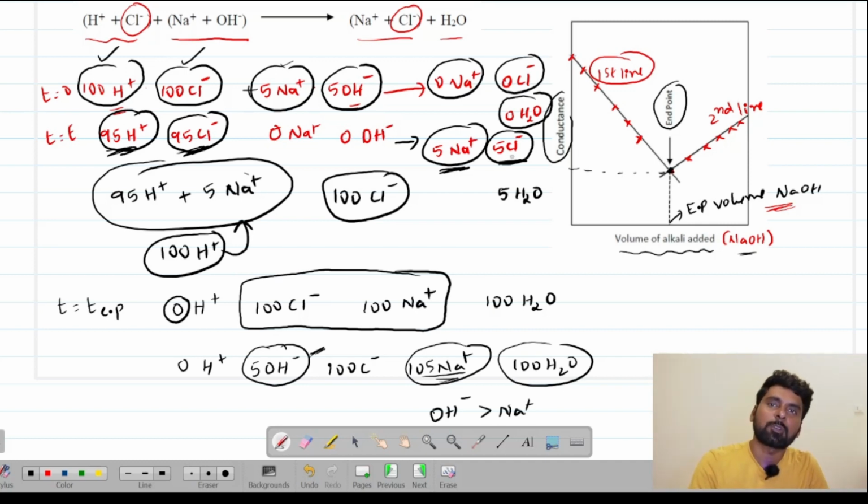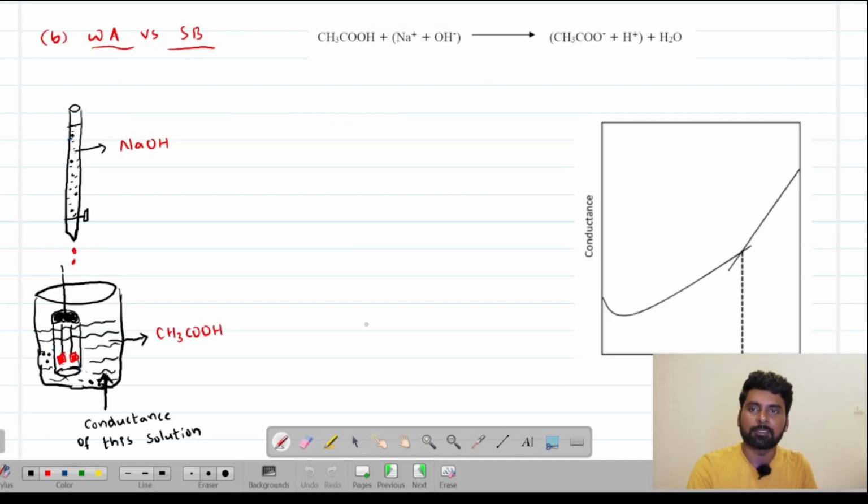This is about strong acid, strong base titration. This is the graph for that. I hope it is clear. Let us take the next type of titration: weak acid versus strong base. To explain this, I am taking strong base NaOH in the burette, and as the weak acid I am taking acetic acid.